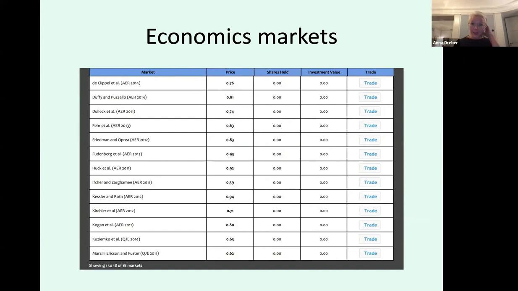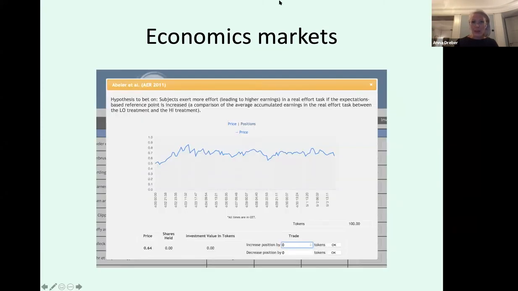So here's an interface from our experimental economics markets. So you have the studies, and they are summarized by basically author names, journal, and year of publication. You see the current price, which will vary between 0 and 1. And the higher the price, the higher the probability that the study will replicate successfully according to the market. So you can have shares, of course, in these markets, in these studies. And if you click on a particular one, you can look at how prices have been changing over time. And then you can choose to go long or go short in this particular study.